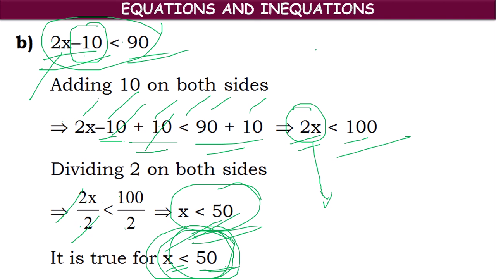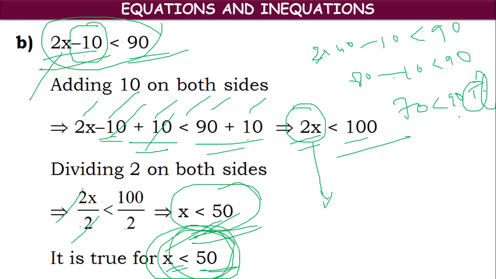Let's take one number, 40. In the place of x, I'll take 40. 2 into 40, 80 minus 10 less than 90. 80 minus 10, 70 less than 90, true.